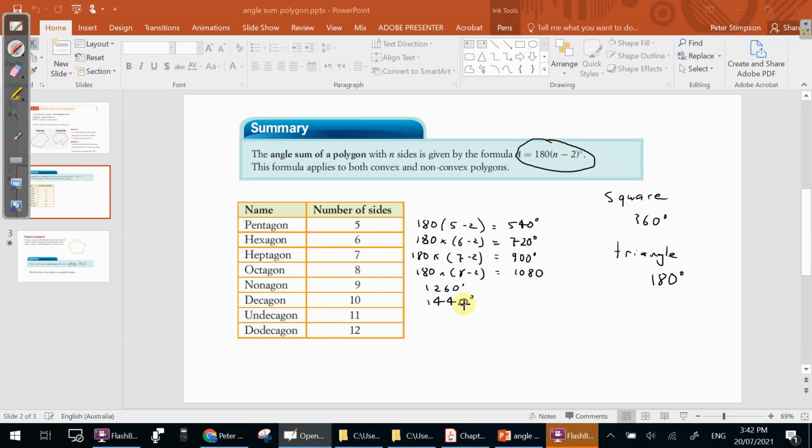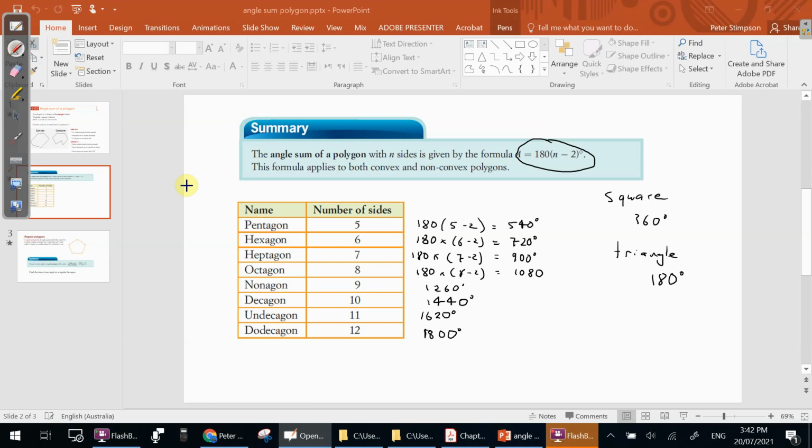Decagon, we just add 180 to that. 0, 12, yep, that is 1620. And finally the dodecagon, 180 more than that, is 0, 10, 1800, 1800. This you'll need to write down because that comes in handy for answering the questions.